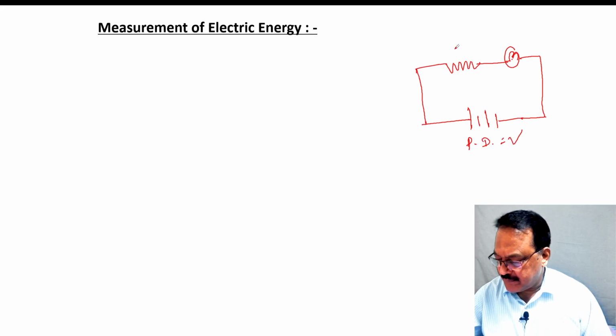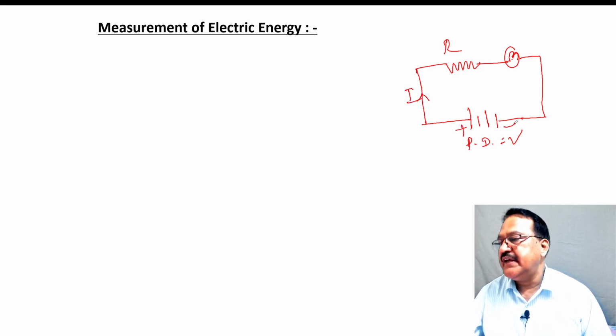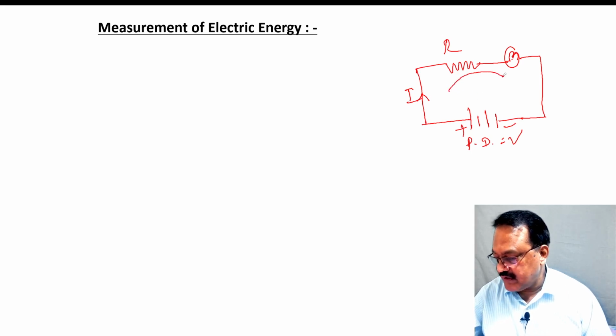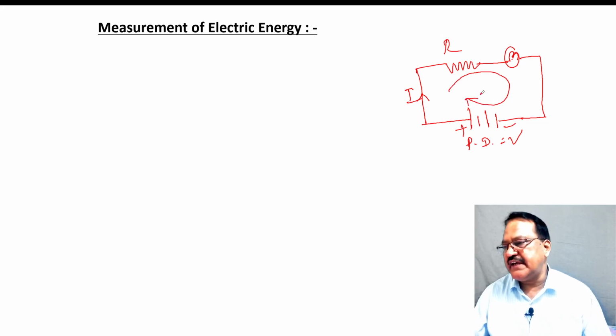The resistance of this resistor is R, and the current flowing in the circuit is I. This is the positive terminal of the battery. This is the negative terminal of the battery. So current is flowing from the positive terminal to the negative terminal like this. The direction will be this in case of conventional current.